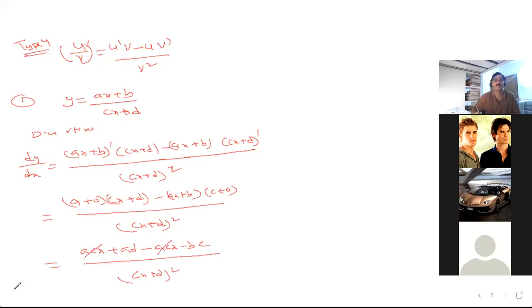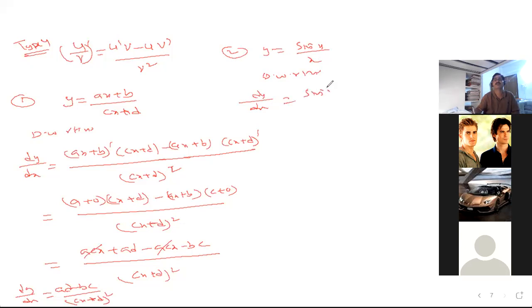What is that? dy by dx is equal to (ad minus bc) by (cx plus d) whole square. Please remember this as a formula, guys. Now, suppose I gave you another problem in this way: sin x by x. Now you tell me, differentiate with respect to x means how much? dy by dx is equal to (sin x) dash times x minus sin x times (x) dash, over x square.